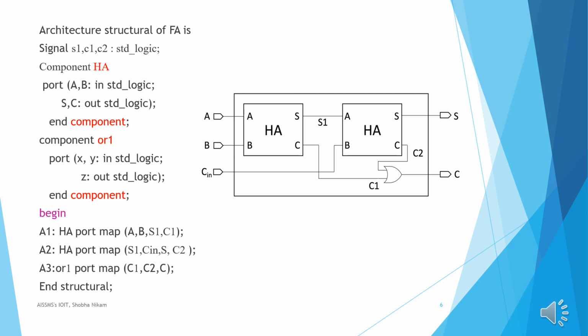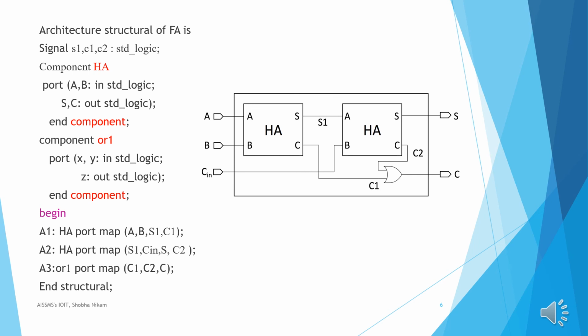Then the third component is the OR gate. For the declaration of the OR gate, the sequence is X, Y and Z, that is input, input and output. So here also we will follow the same sequence. Inputs are C1, C2 and the output is C, bracket complete, semicolon, end structural. And in this way, we can write code using structural modeling.